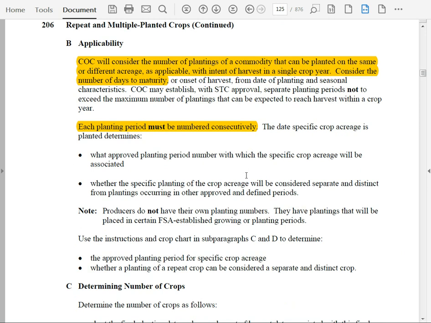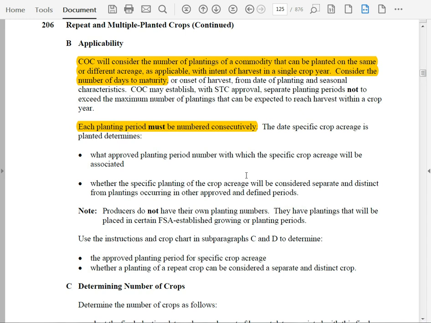In order to establish multiple planting periods, the COC must determine the number of plantings of a commodity that can be planted in a single season. When considering the total number of plantings, the COC must consider the total time necessary for the crop to go from planting to maturity, in addition to other factors such as average rainfall, heating degree days, and typical growing seasons.